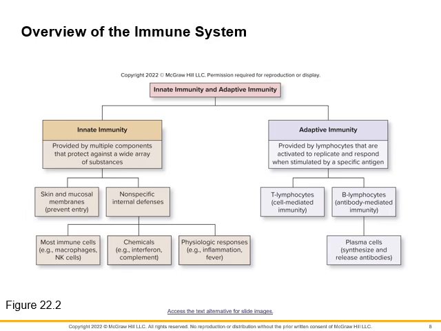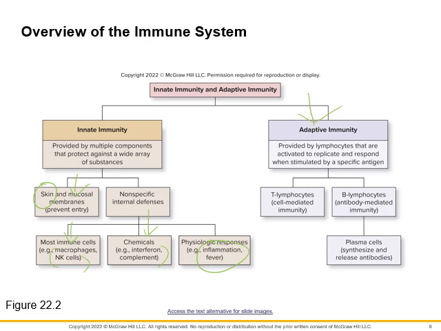Nice little flow chart here. You can see innate immunity, skin, mucous membranes. This would be macrophages, natural killer cells. You're going to have internal defenses. We'll talk about chemicals like interferon and complement. And then you have these physiological responses to stop the spread of an infection like inflammation, fever to reduce the ability of the pathogen to divide or reproduce itself, also to speed everything up in your body.